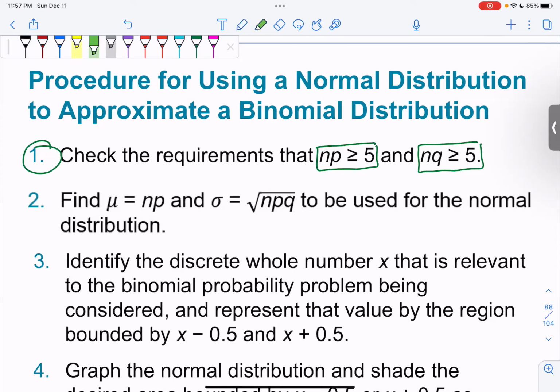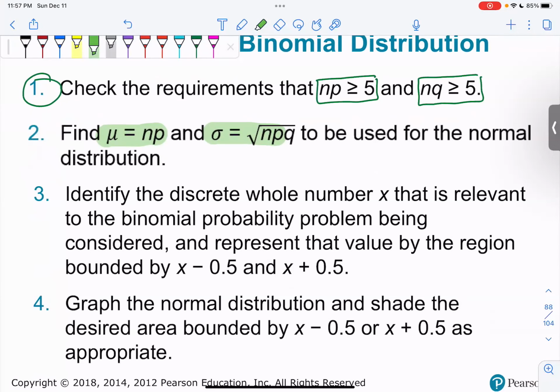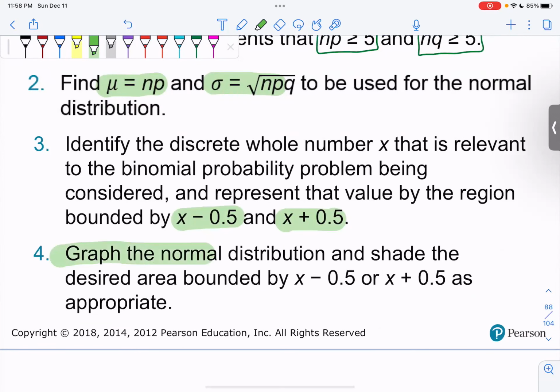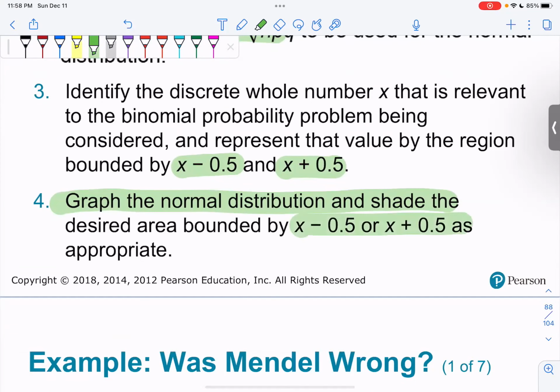The next step, we find mu and sigma to be used for the normal distribution. The next one, identify the discrete whole number x that is relevant to the binomial probability problem being considered, and represent that value by the region bounded by x minus 0.5 or x plus 0.5. The next one, we graph the normal distribution and shade that desired area bounded by those values.